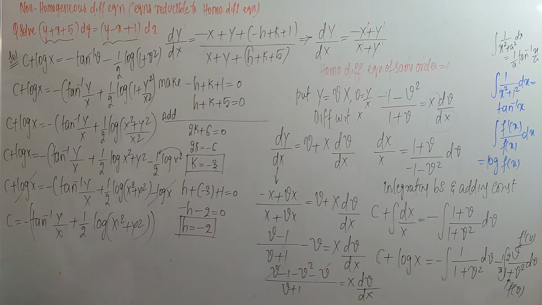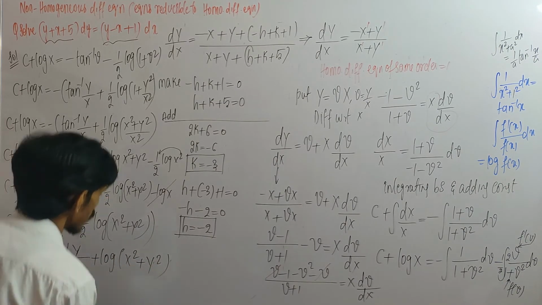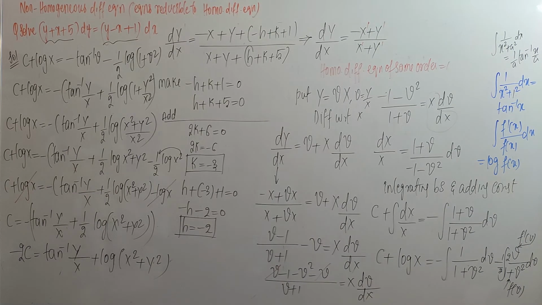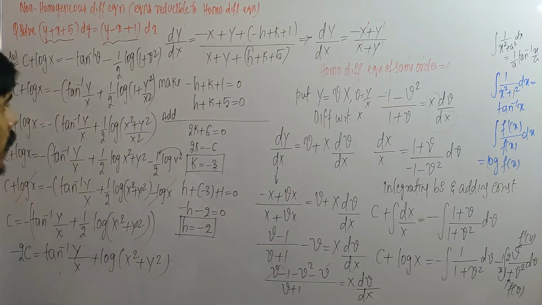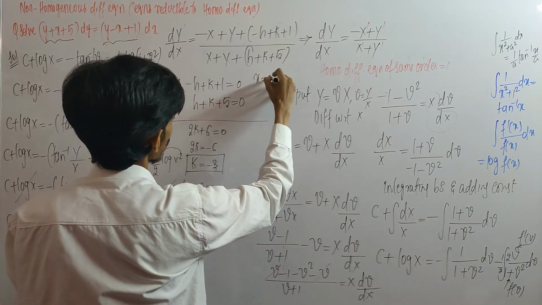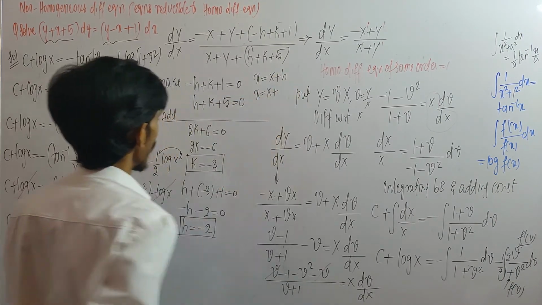Now if I take LCM here, I'll send this minus to this side. Minus c multiplied by 2 will give minus 2c is equal to tan inverse y by x plus log of x square plus y square. We thought this is a solution, but we have substituted small x is equal to capital X plus h.